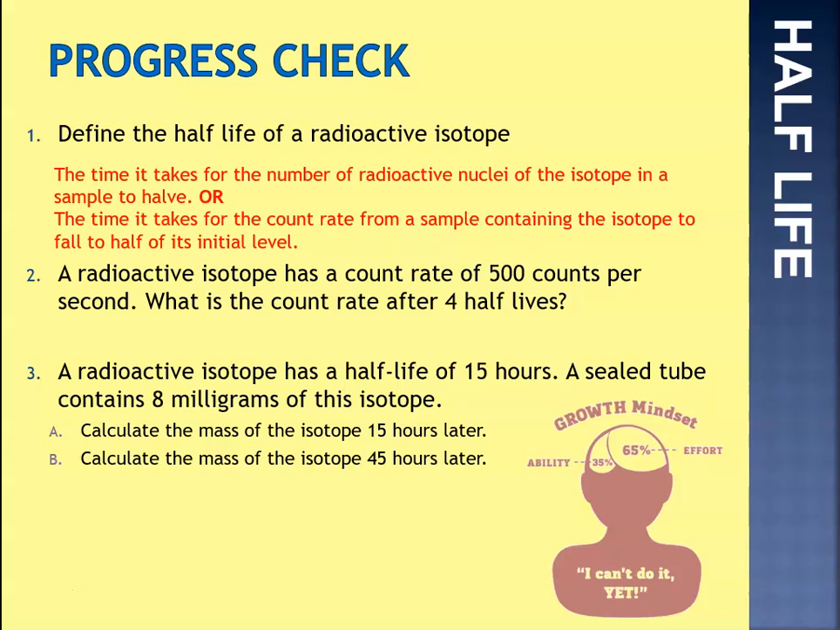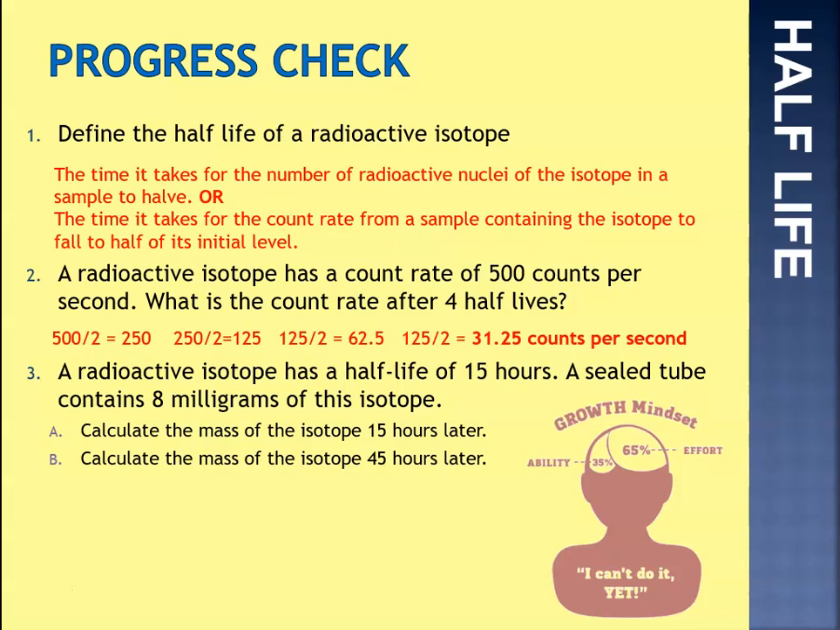Question 2. A radioactive isotope has got a count rate of 500 counts per second. What's its count rate after 4 half-lives? So we'd have to do 500 divided by 2, that answer divided by 2, that answer divided by 2, and that final answer divided by 2. Gives us 31.25 counts per second.